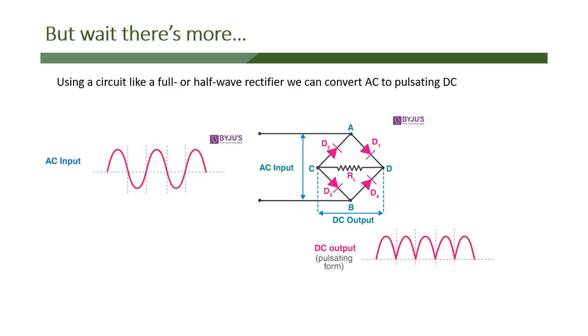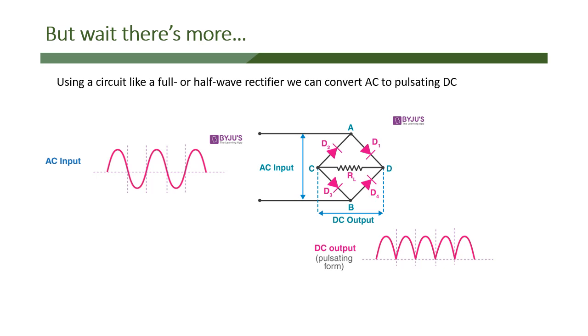Now, we could have AC coming in from the wall in your house, and you can see on the left is an AC input, and we can put it through a device, which we'll learn a little bit about later, called a full or half-wave rectifier. This is a full-wave rectifier that we're seeing here in front of us in a symbolic form. And as the AC goes through, it produces that pulsating DC again.